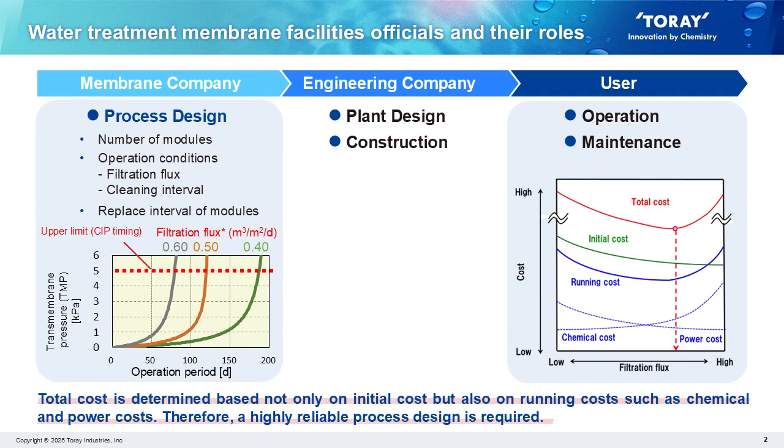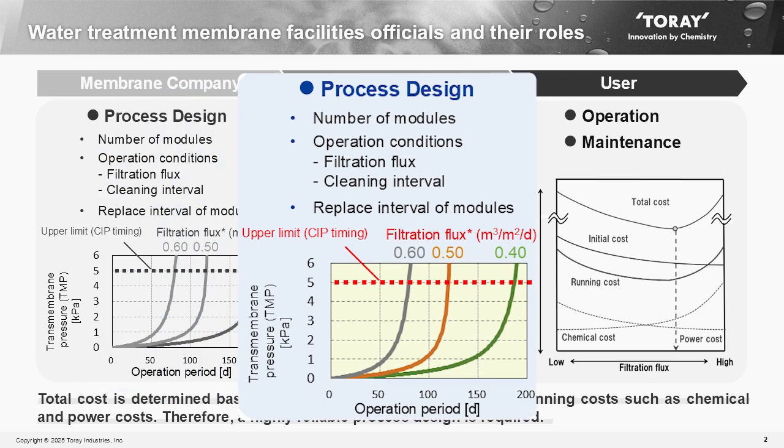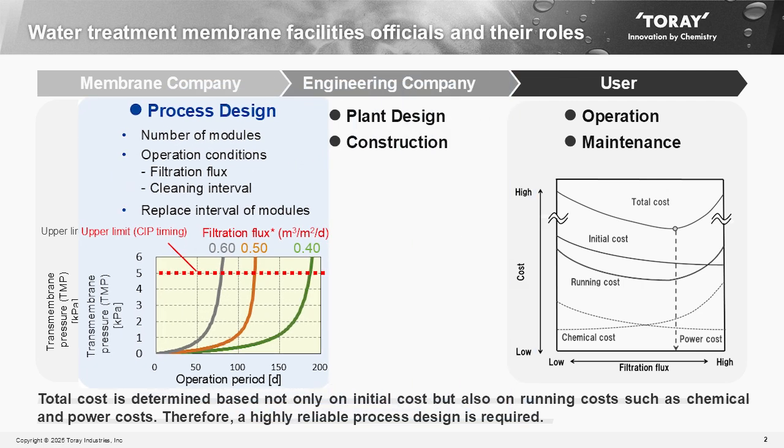This figure shows the different roles within a water treatment project. The membrane company makes the process designs for the engineering companies, and the engineering company makes the plant designs and constructs the plants. The process design includes the number of modules, operation conditions such as filtration flux and cleaning interval, and the replacement interval of modules.